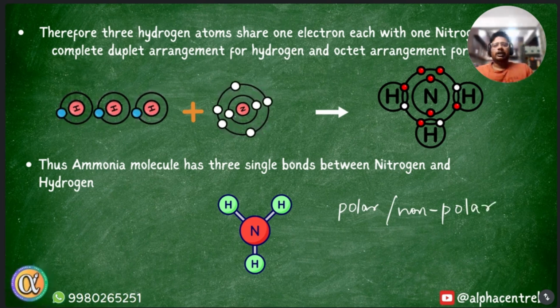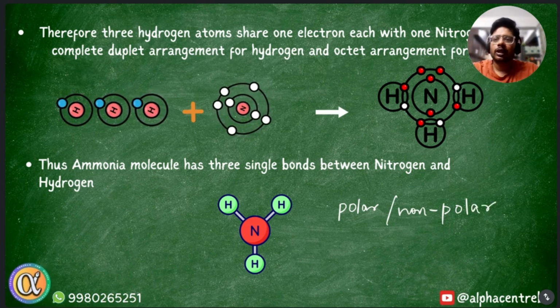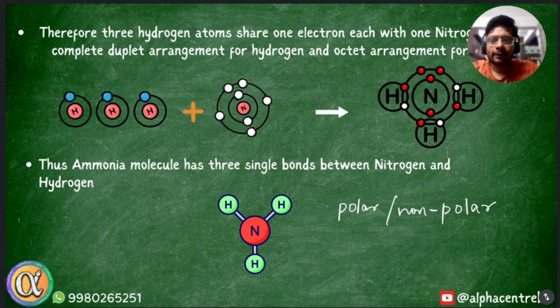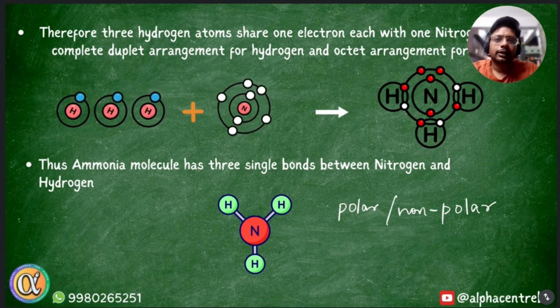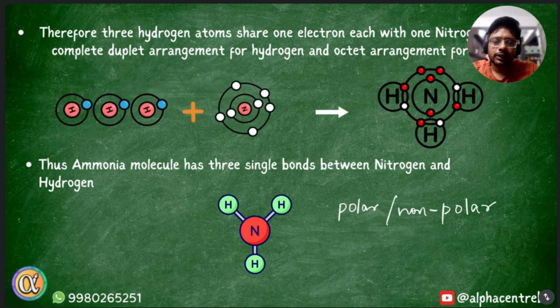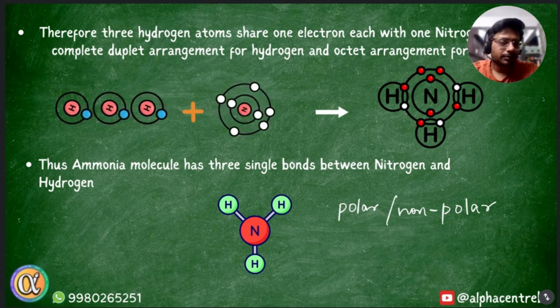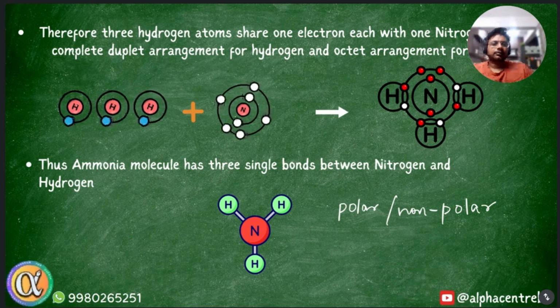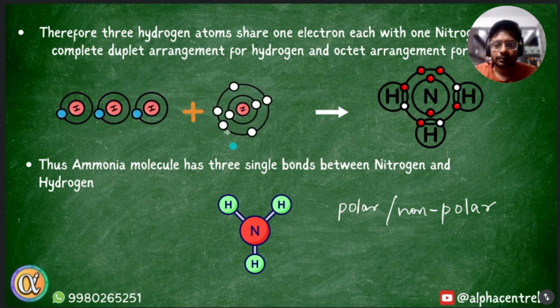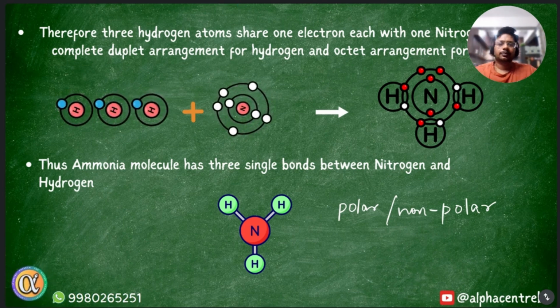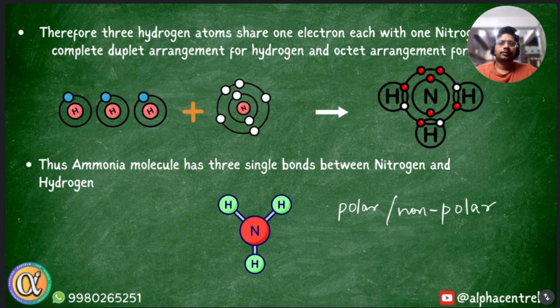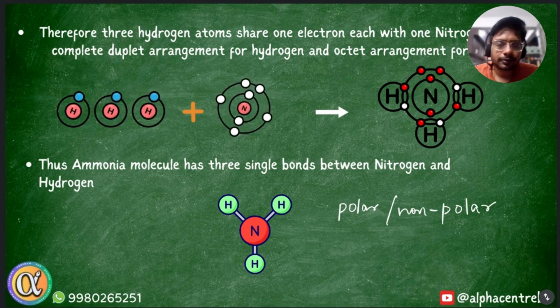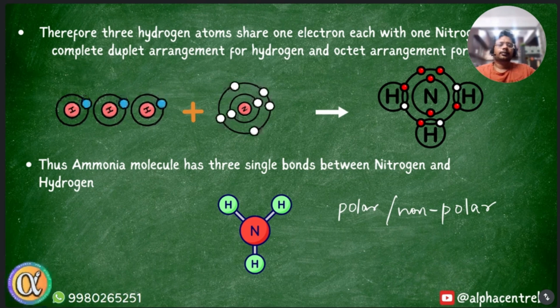What is your opinion on this? Is it polar? It is polar, it's polar in nature. Why is it so, Kushi? Because hydrogen has one plus and nitrogen has higher electronegativity. So nitrogen takes like three electrons from each pair of hydrogen. That's why it's polar. Okay.